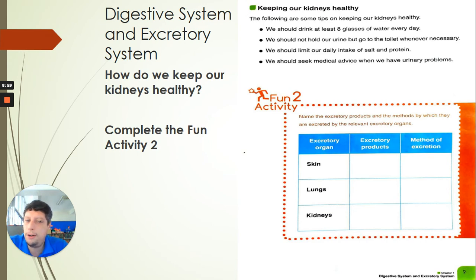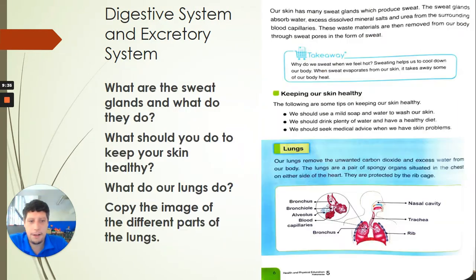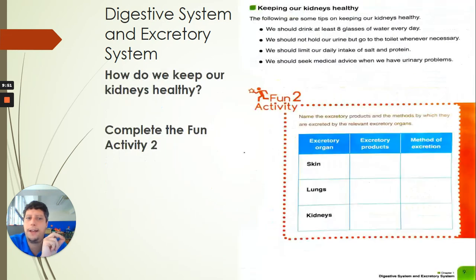We have three excretory organs: the skin, lungs, and kidneys. They have products. What do they produce? Excretory products. Skin, can you remember what the product is? What does the skin produce? Let's go back and have a quick look. Our skin has many sweat glands which produce sweat. So in the table: excretory products, skin, sweat.